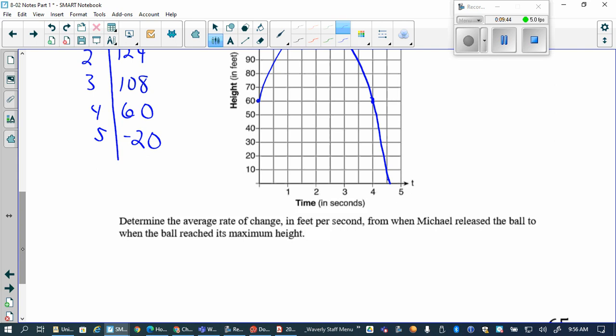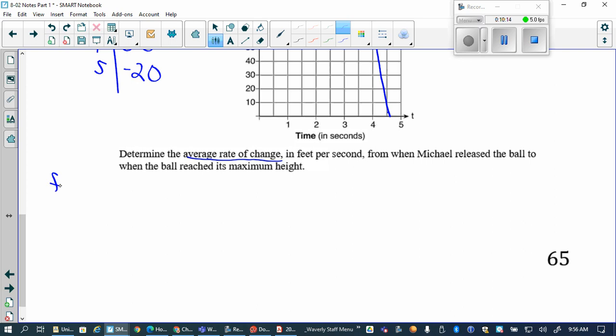It doesn't make sense, right? Remember, in a real-life problem situation when you're modeling, you're always like positive time, positive distances, right? First quadrant, okay? So somewhere before 5 seconds, this thing hits the ground. So what do they want us to do? Determine the average rate. Please tell me you know how to do average rate of change, right?